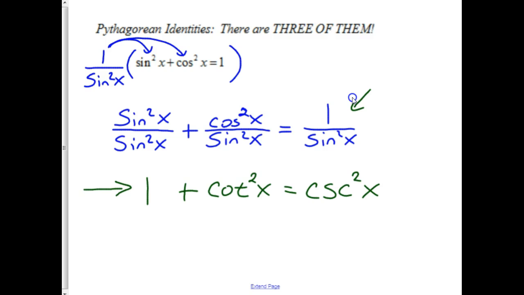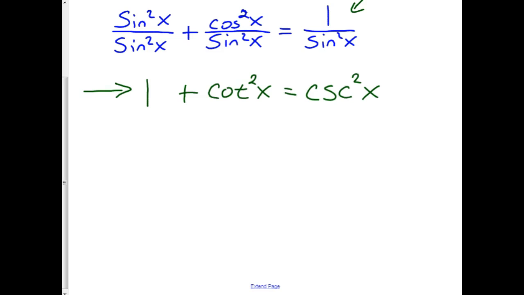Okay? All right. Well, I didn't have to actually do 1 over sine squared x when I was multiplying, right? I could technically have done 1 over cosine squared x. Okay? And this is how we're going to find our third Pythagorean identity.